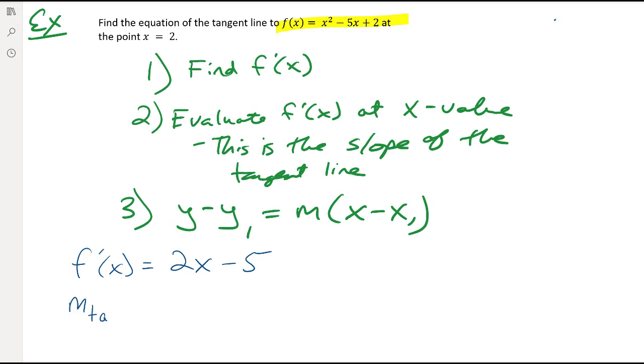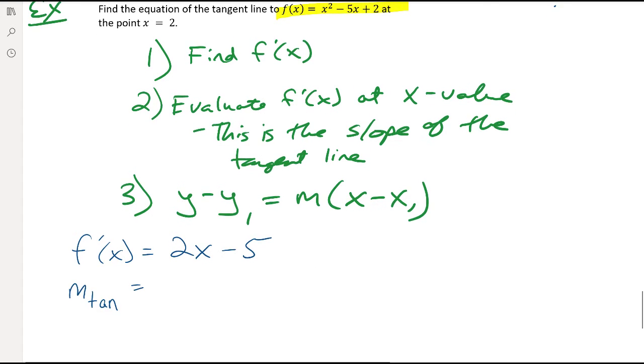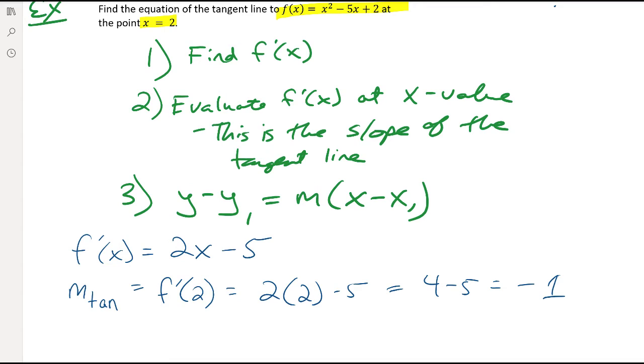The next step says to find the slope of the tangent line. I'm going to use this notation, m tan. Slope of the tangent line means I need to evaluate my derivative at the given x coordinate, which in our case is 2. They told us they want the equation of the tangent line specifically where the tangent line touches the graph at x equals 2. So what does that mean? That means we're going to plug 2 into the derivative. That's how we get the slope. So f prime of 2 equals 2 times 2 minus 5. That's 4 minus 5, which is negative 1.